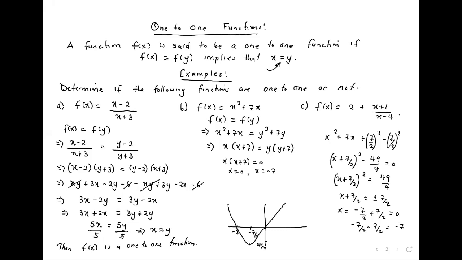This function is many-to-one, because if you have a value here, it will be gotten from this value of x and from the other value of x, all going to one number, meaning it's not one-to-one, but many-to-one. So it's not a one-to-one function.